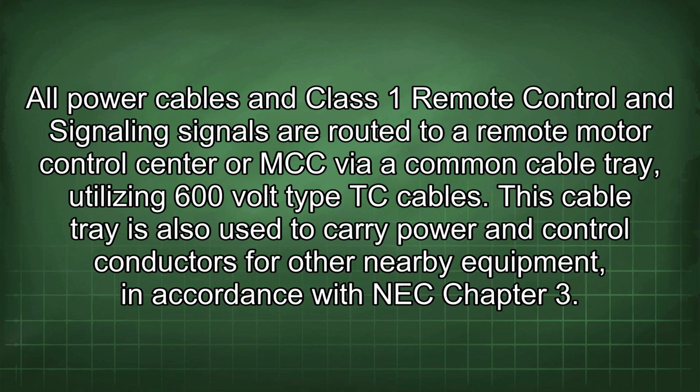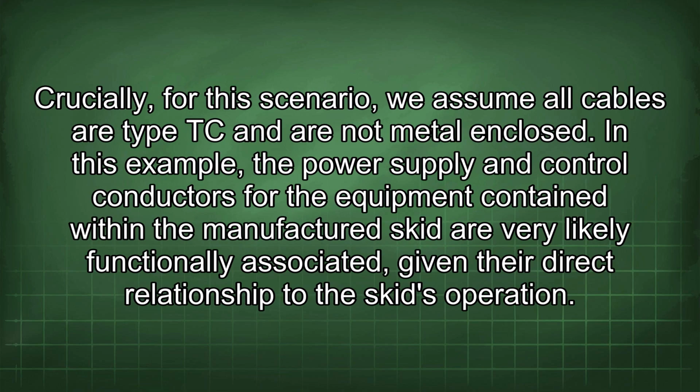This cable tray is also used to carry power and control conductors for other nearby equipment, in accordance with NEC Chapter 3. Crucially, for this scenario, we assume all cables are Type TC and are not metal enclosed. In this example, the power supply and control conductors for the equipment contained within the manufactured skid are very likely functionally associated, given their direct relationship to the skid's operation.